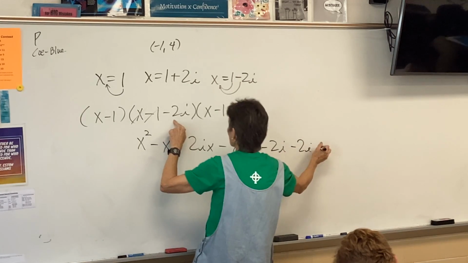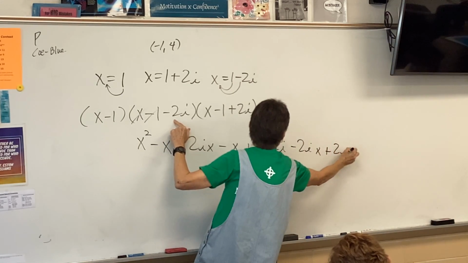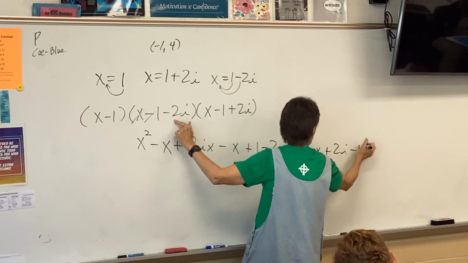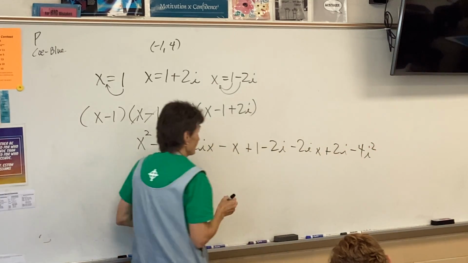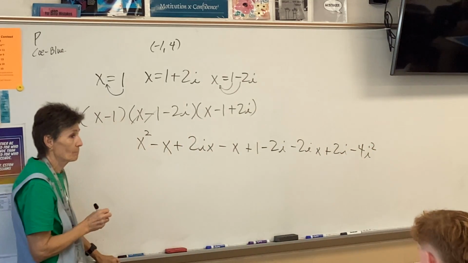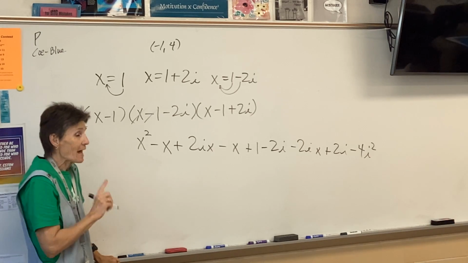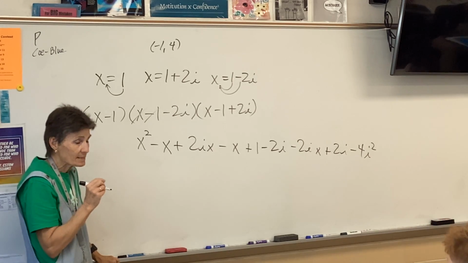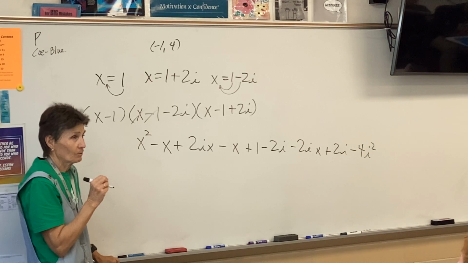Negative 2ix plus 2i minus 4i squared. That is not hard, but it's easy to make a mistake. Hopefully I haven't made any.